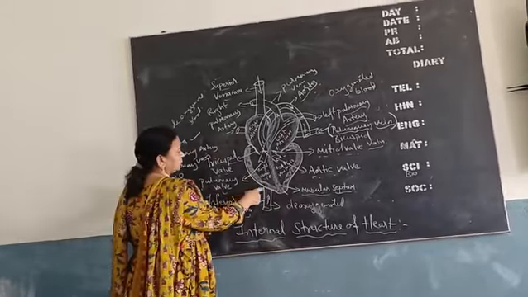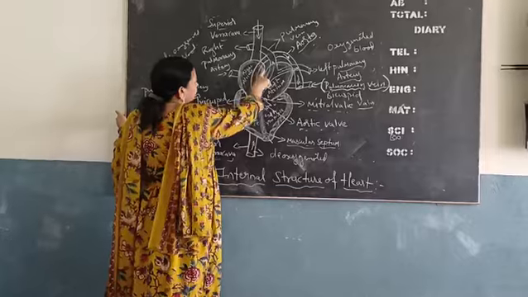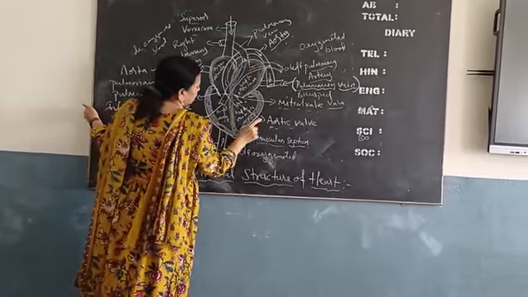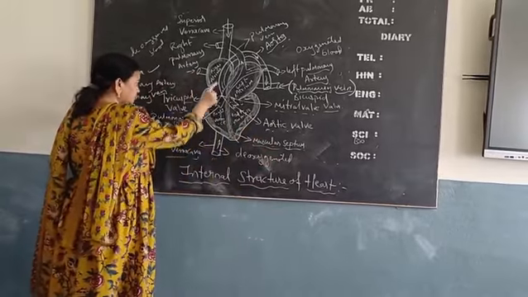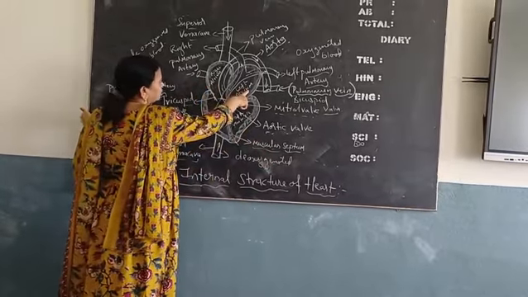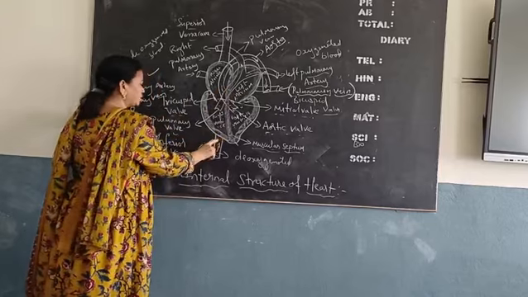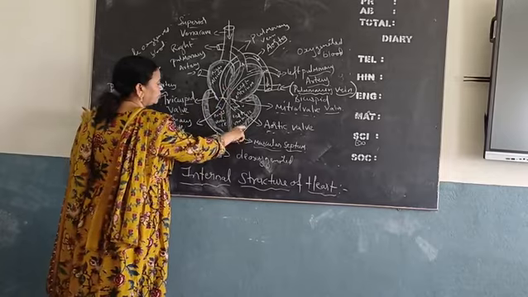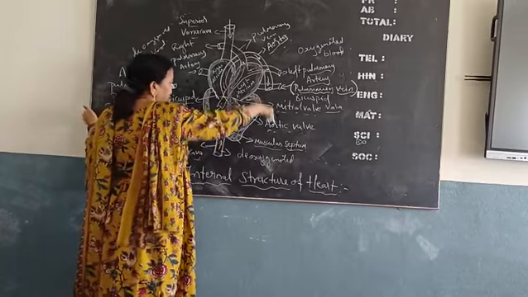One more point is that the walls of the atria are very thin compared to the walls of the ventricles, because atria need very little pressure to contract, whereas the ventricles need a lot of pressure to contract because they need to push the blood against gravity.